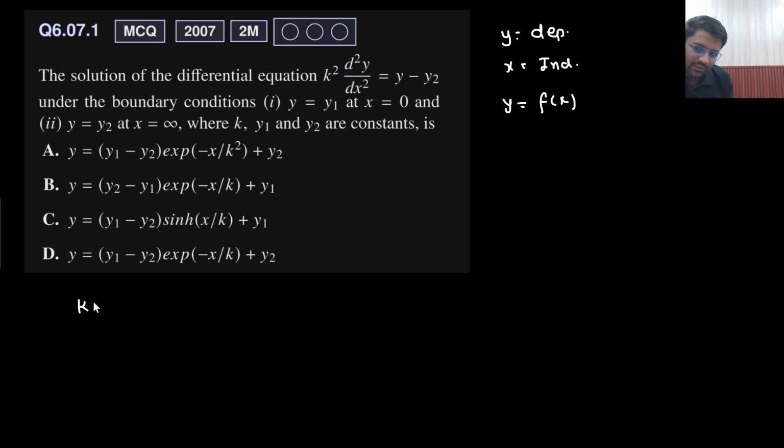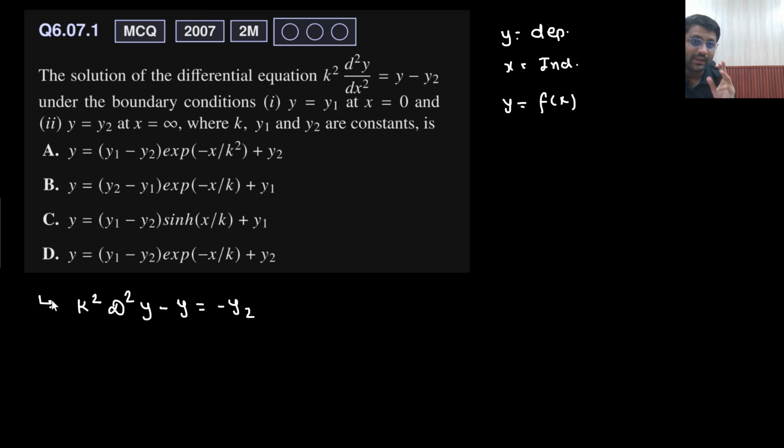K square is a constant value. I should not be worrying about it. d square by dx square can be replaced as d square y. This minus y will come this side, equals to minus y2, because y2 is a constant value, no? Equals to minus y2. This is the scenario that you are getting. This is your equation.